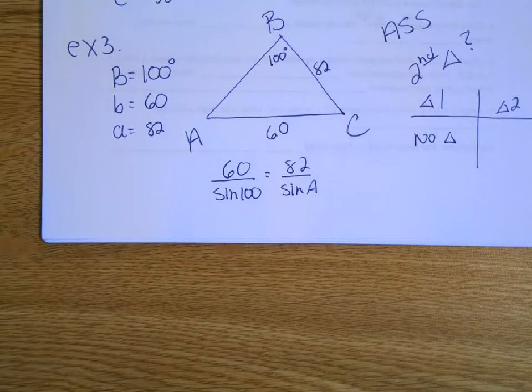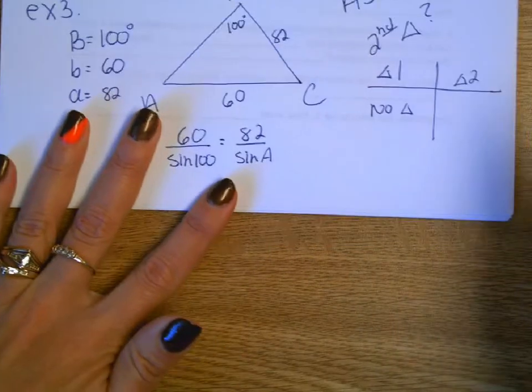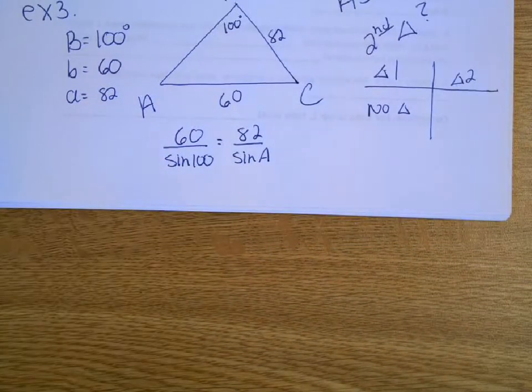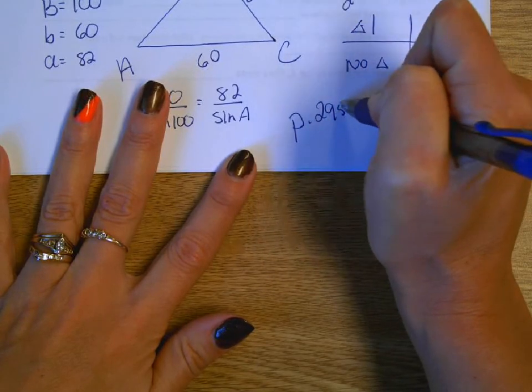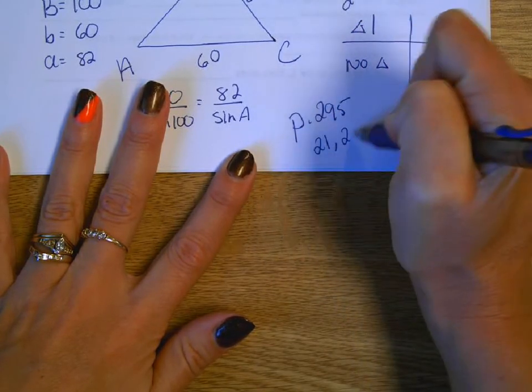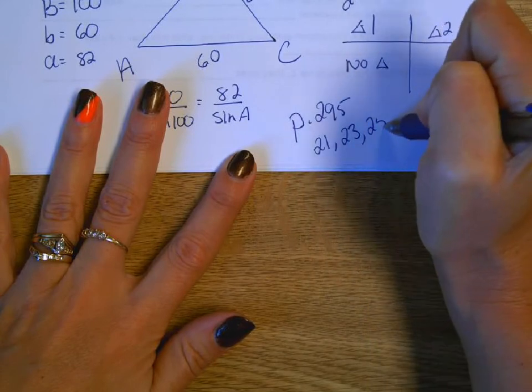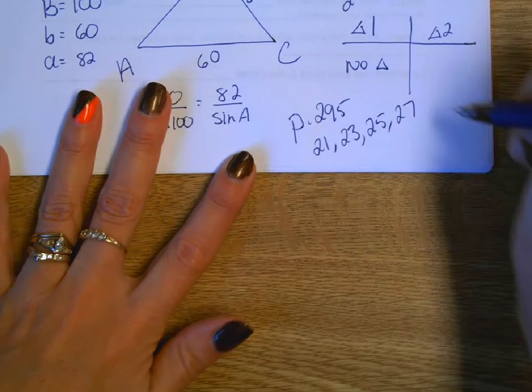I gave you 4 problems today for homework. There's going to be one of each and a double of something. 4 angle side side problems today. Page 295: 21, 23, 25, and 27.